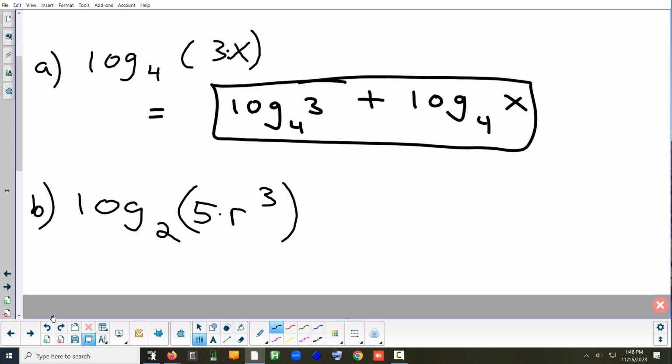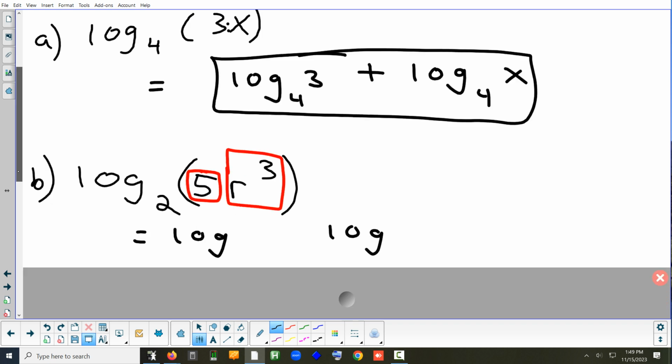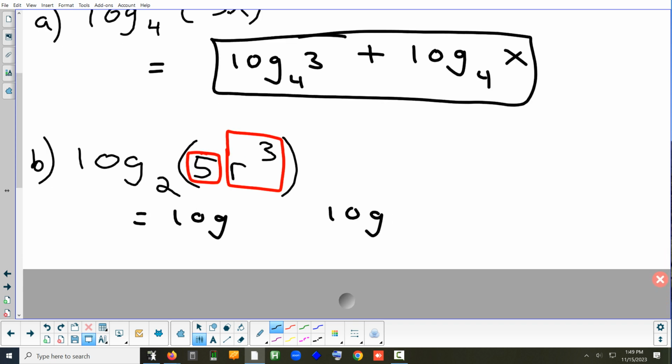All right. So let's start with this one. Log base 2 of 5 times r cubed. So we're still multiplying 2 things together. It's that times that. Those are the 2 things we're going to multiply. So when we split it up, it's going to split up into 2 logs because there's 2 things being multiplied. What's going to be the base on each log? 2. They're both going to be base 2.